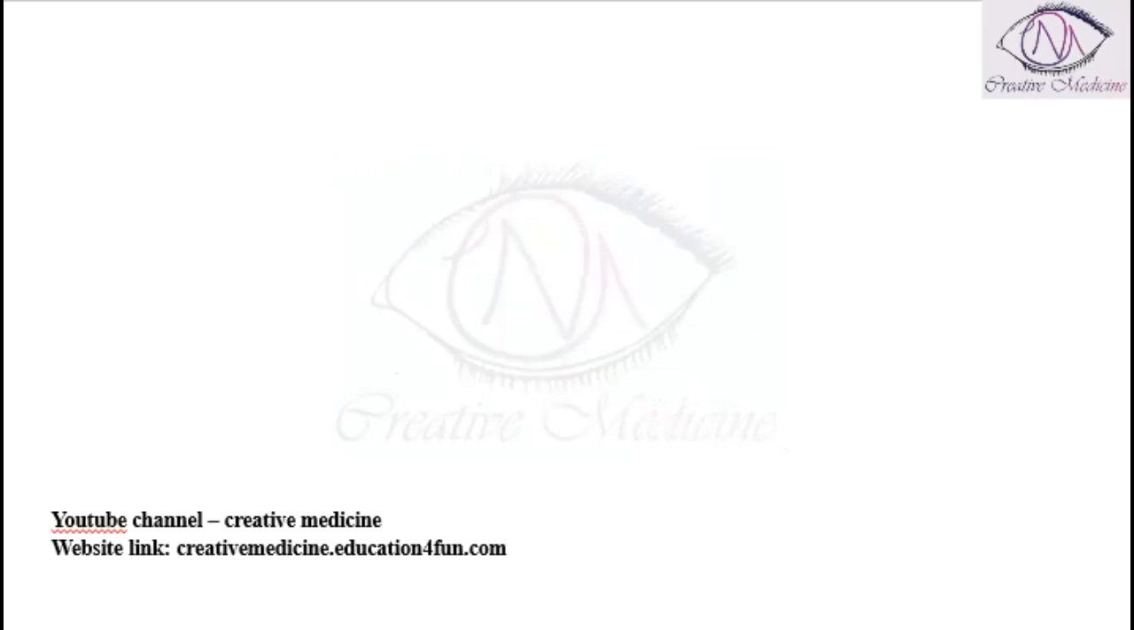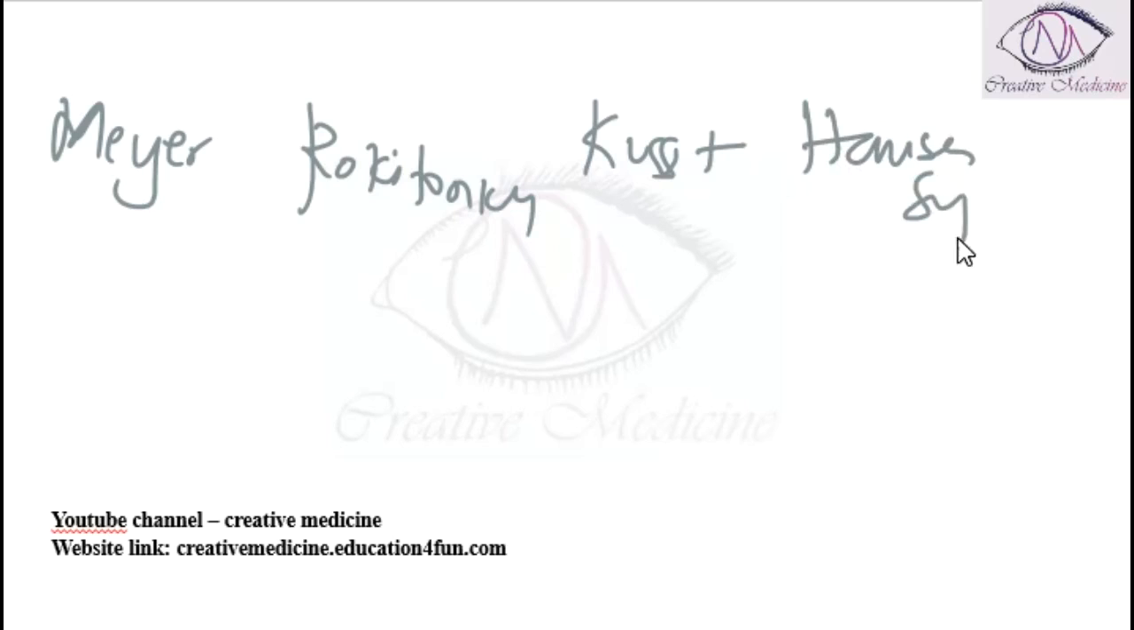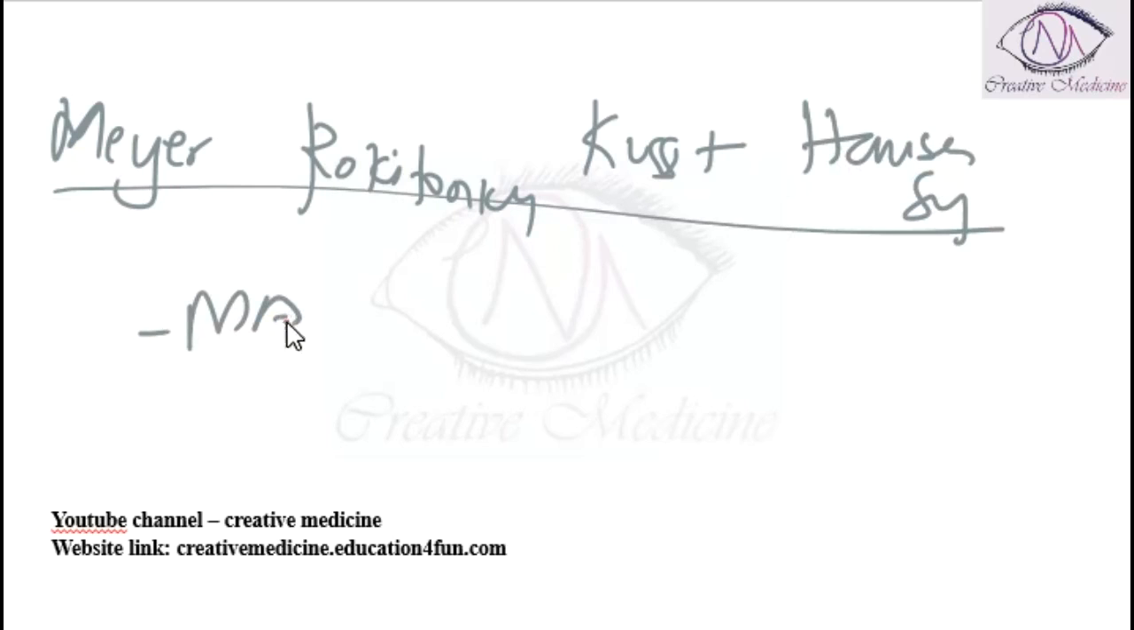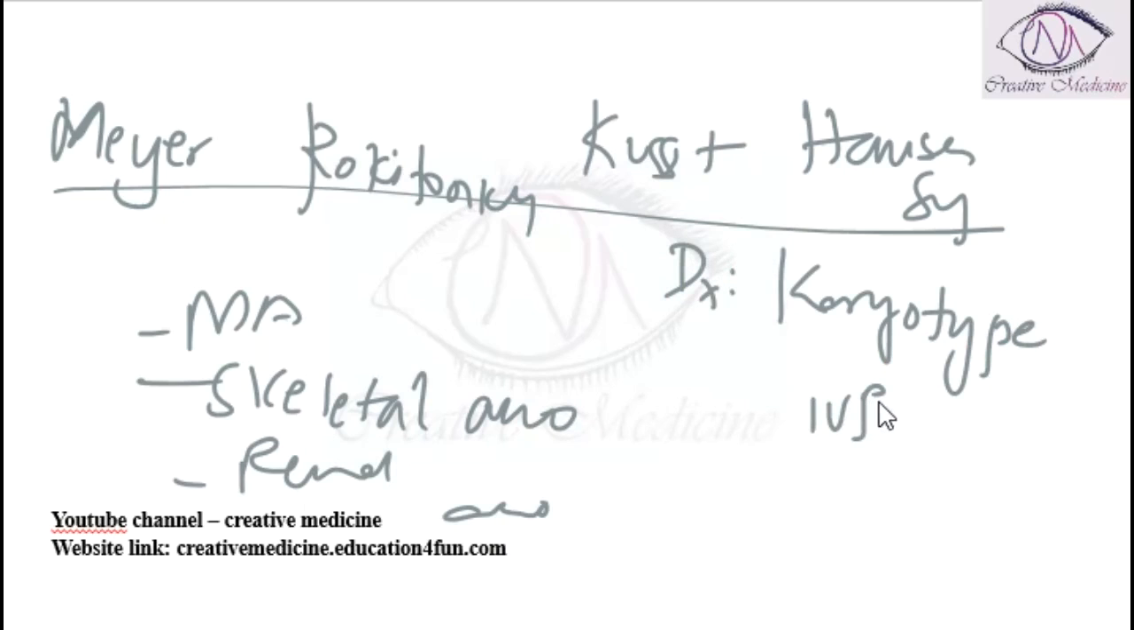The disorder is Mayer-Rokitansky-Kuster-Hauser syndrome. Here you will see the following abnormalities: Mullerian agenesis, skeletal anomalies, and renal anomalies are seen in Mayer-Rokitansky-Kuster-Hauser syndrome.